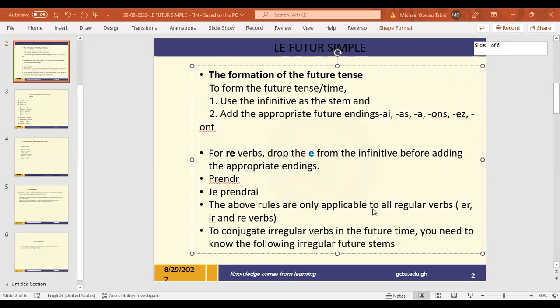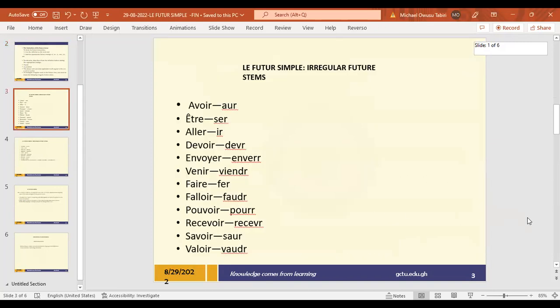So let's continue. Now to the list of irregular future stems. For instance, I want to conjugate the verb avoir, which is to have. You need to know that you can't just come and add the endings to the whole infinitive. No, ce n'est pas correct. You can't come and drop the E here, because you said when it's an RE verb, you drop the E. You can't do it this way. All the verbs here have irregular future stems. They don't follow the specific pattern. So you can see, you need to get the stem right. Without this, whatever you write is wrong.